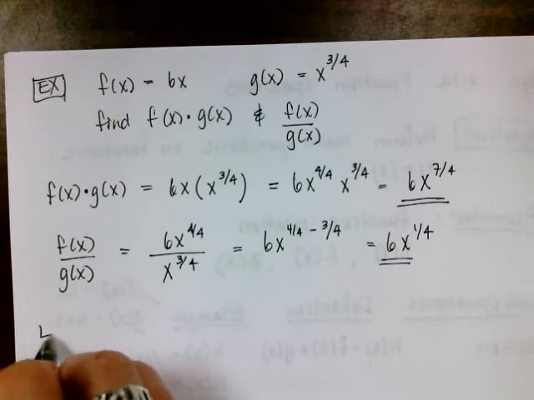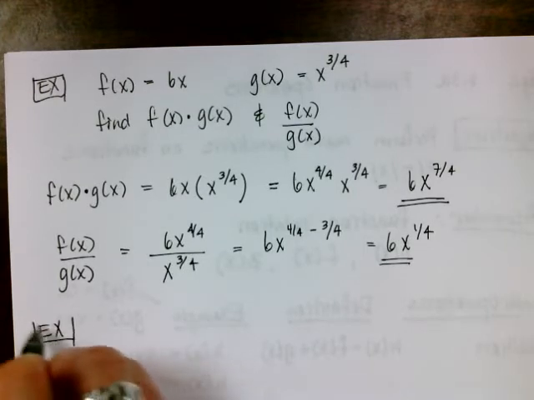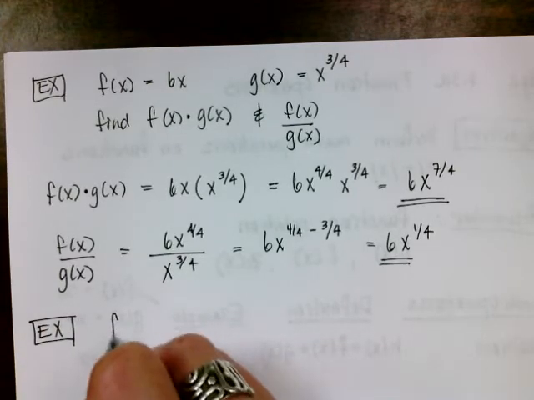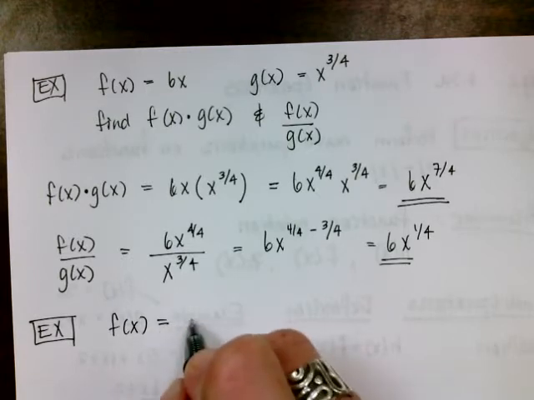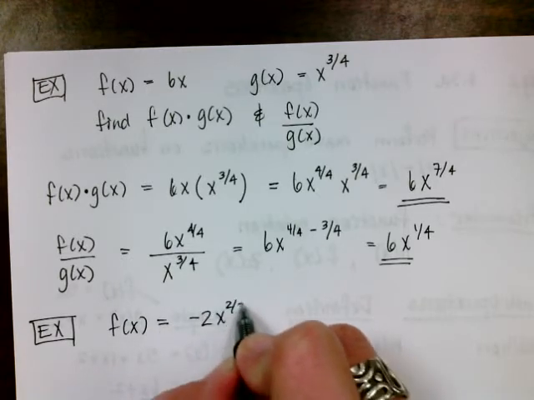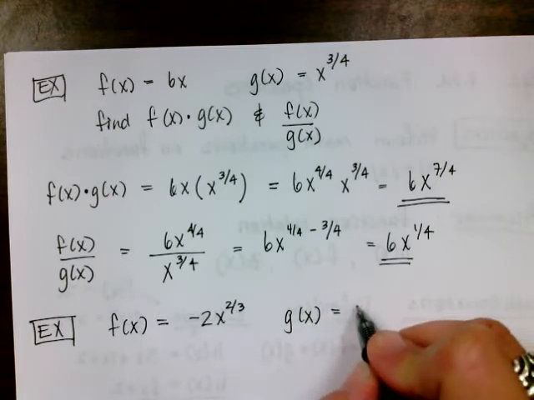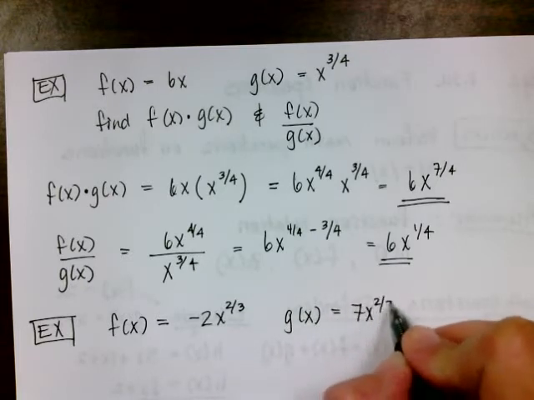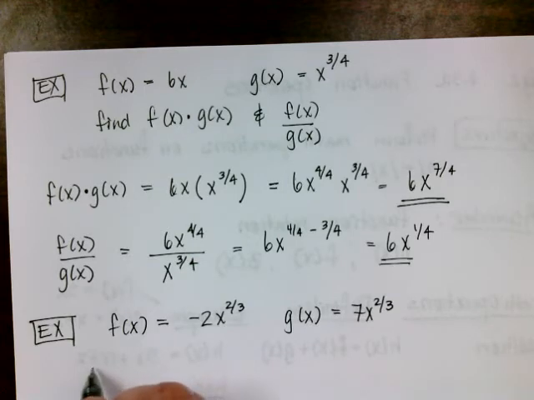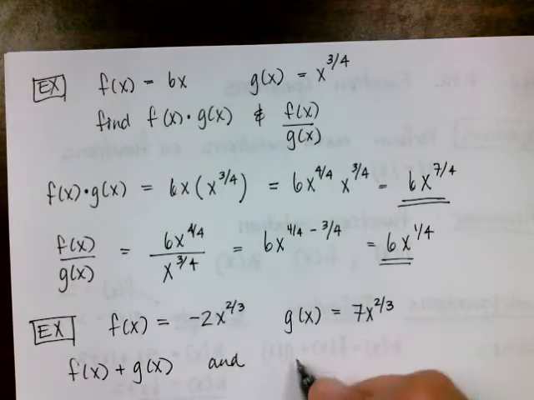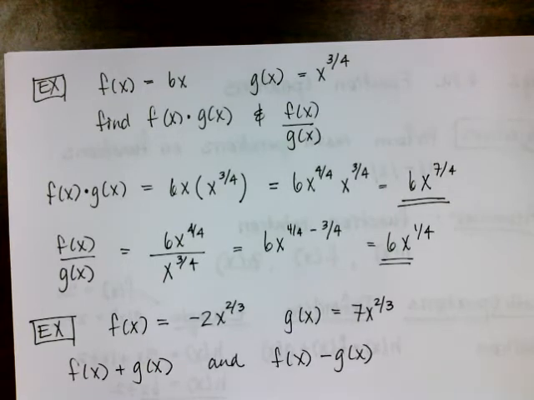All right, next example. 2 more. For this one, f of x is going to equal a negative 2x to the 2/3, and g of x is going to equal 7x to the 2/3. This time, I want you to find f of x plus g of x, and I want you to find f of x minus g of x. All right, so pretty straightforward.